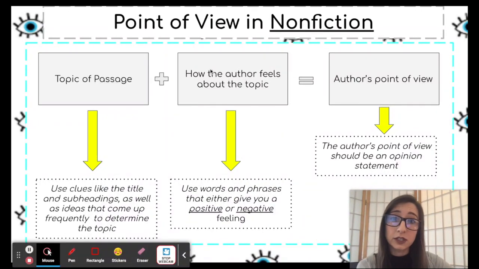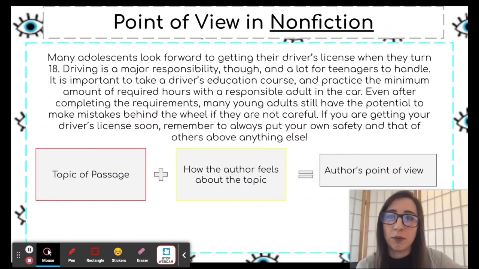Next comes the real work, determining how the author actually feels about the topic. You can use words or phrases that give you either a positive or a negative feeling or vibe as you're reading. So certain details the authors use might give you a little bit of a clue about how they're really feeling. Those two things together can help you determine the author's point of view. It's usually an opinion statement because everyone has an opinion about what they're saying or writing. Let's take a look at an example.